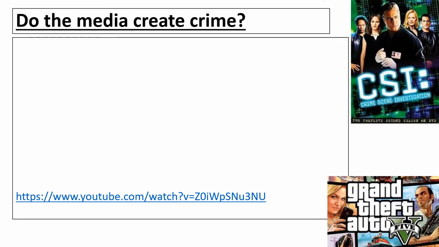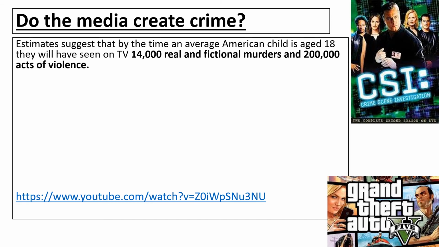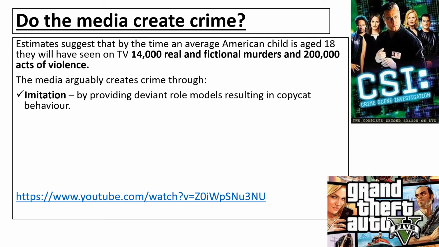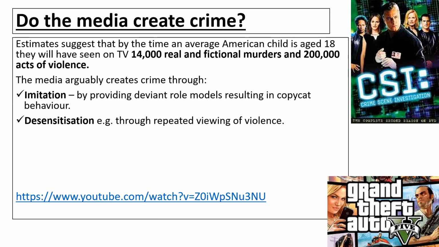So we can also think about other ways that the media creates crime. It's estimated that by the time an average American child is aged 18, they will have seen on television 14,000 real and fictional murders and 200,000 acts of violence, which is huge. So arguably the media creates crime through imitation, because we see all of these acts and perhaps copy them. Having these deviant role models leads us to copy their behaviour. Arguably, we become desensitized because we see repeat acts of violence on television, so when we see it in real life, we don't see it as being particularly wrong.